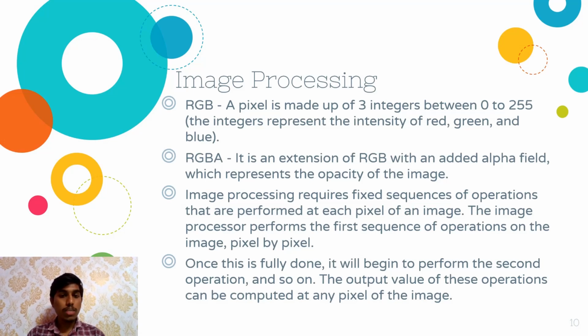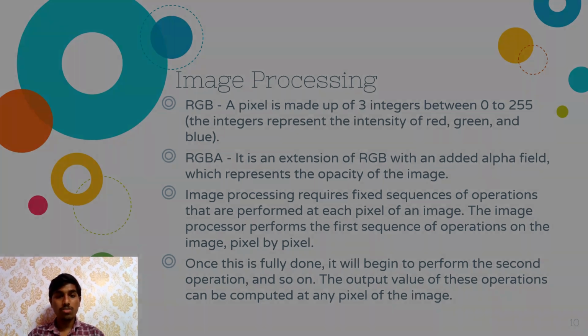Okay, so image processing requires fixed sequences of operations that are performed at each pixel of an image. The image processor performs the first sequence of operations on the image pixel by pixel. Once this is fully done, it will begin to perform the second operation and so on. The output value of these operations can be computed at any pixel of the image.